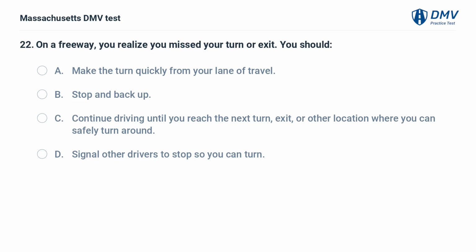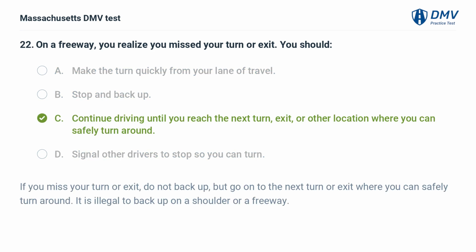On a freeway, you realize you missed your turn or exit. You should: A. Make the turn quickly from your lane of travel. B. Stop and back up. C. Continue driving until you reach the next turn, exit, or other location where you can safely turn around. D. Signal other drivers to stop so you can turn.